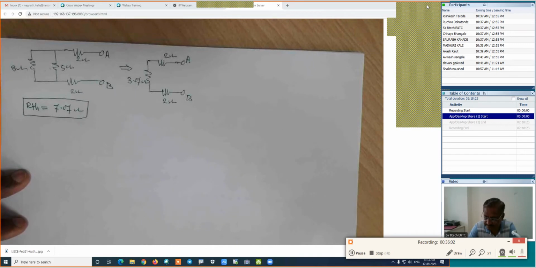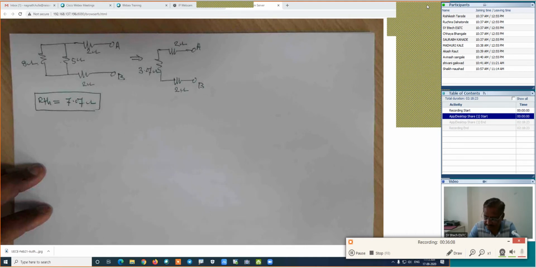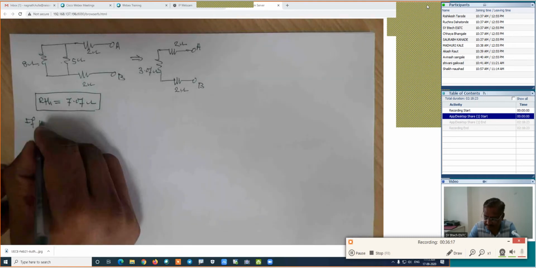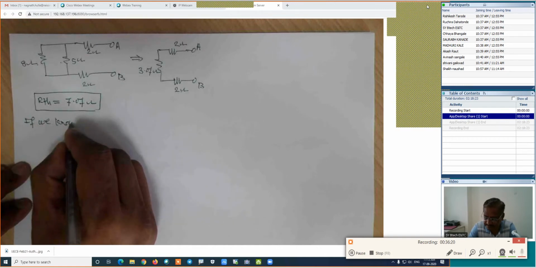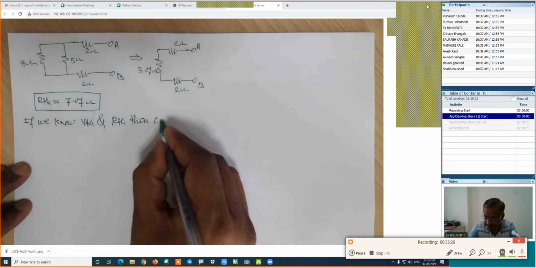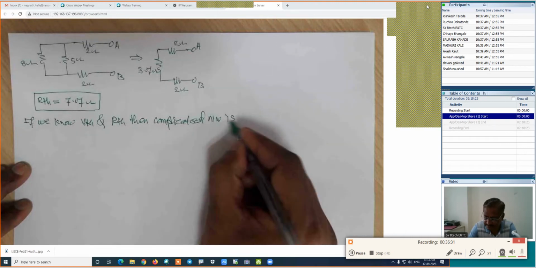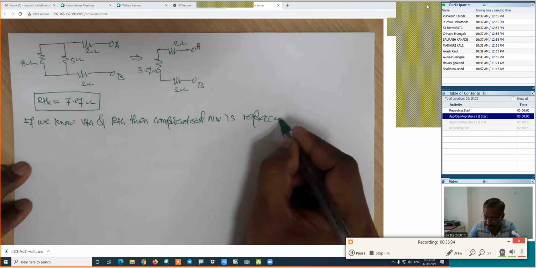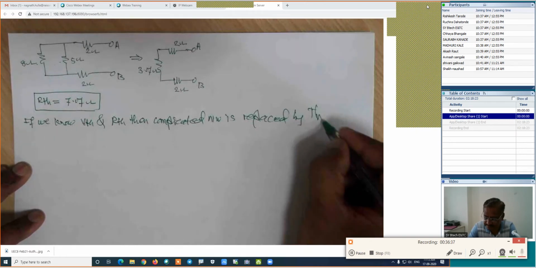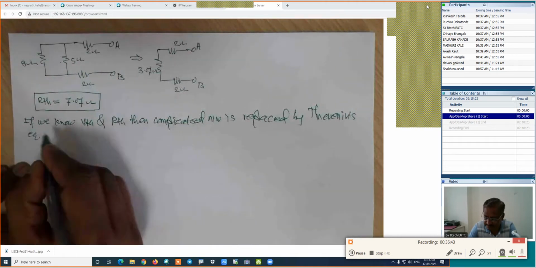Now, if we know the value of VTH and RTH, then the complicated network will be replaced by the simple network, which is nothing but the Thevenin equivalent network, and we are in a position to find out its value. Is it right? Now here, I will write the same. If we know VTH and RTH, then the complicated network is replaced by Thevenin's equivalent network.